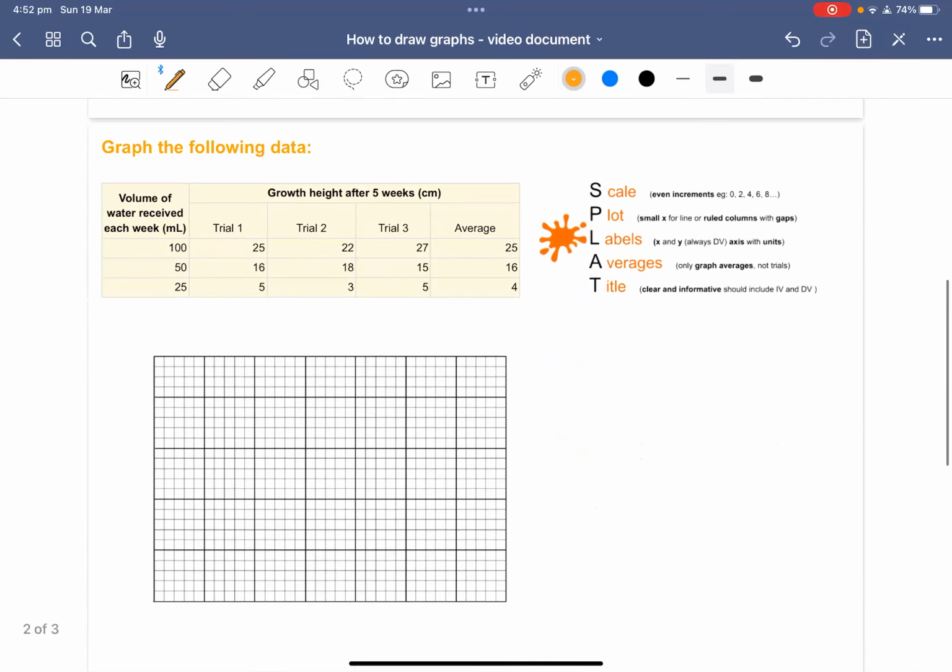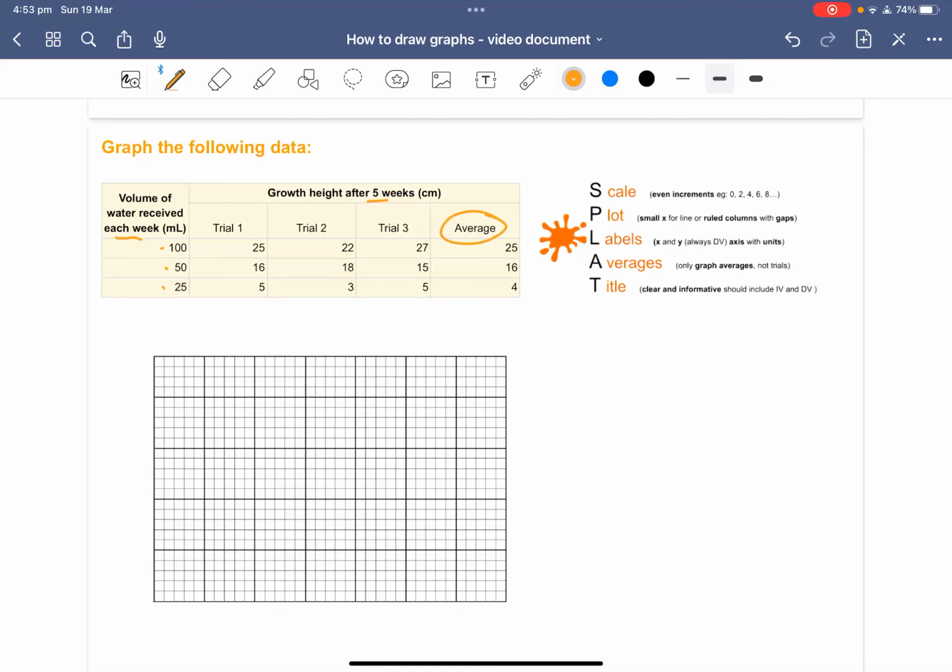So here is our first set of data. We can see that we've got here the volume of water received each week for a plant and its growth height after 5 weeks. So one plant was getting 100 mils, one was getting 50 mils, and another was getting 25. And we can see those 3 trials, and we've got an average here.